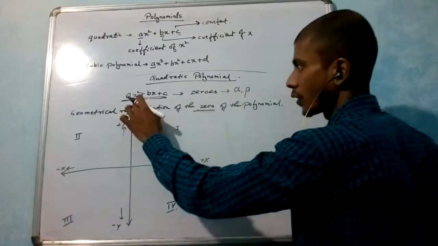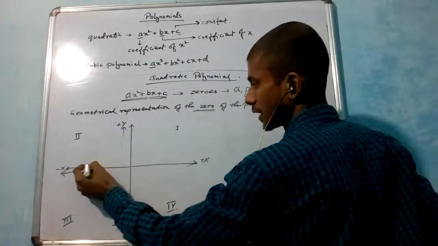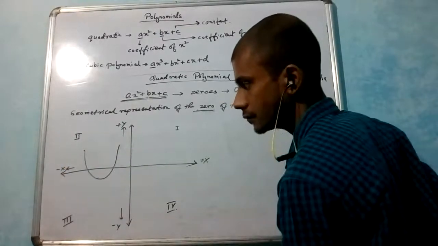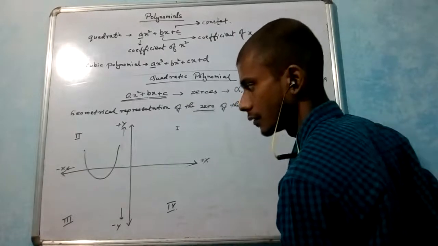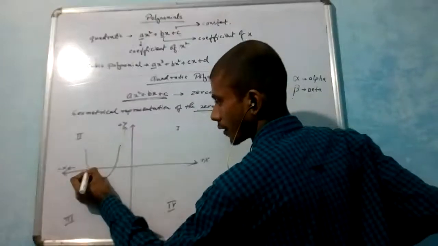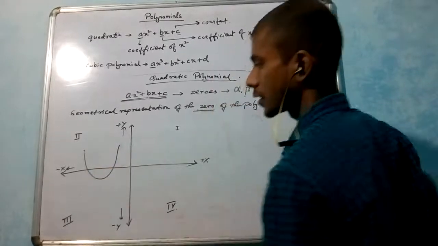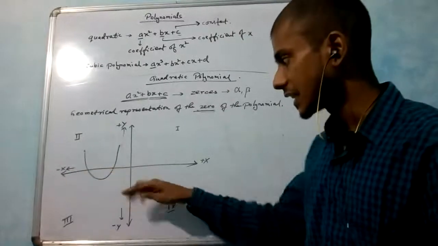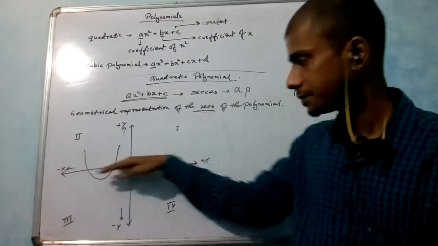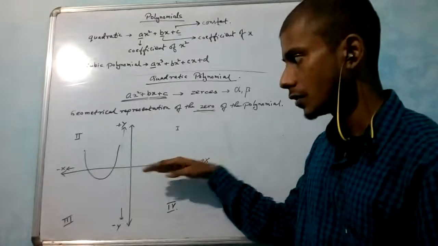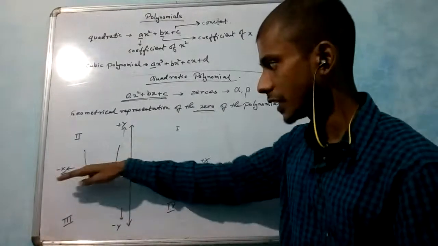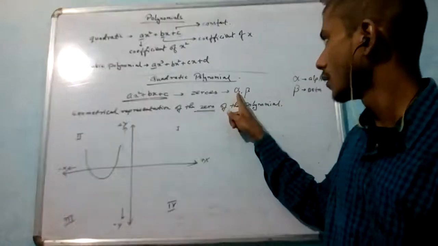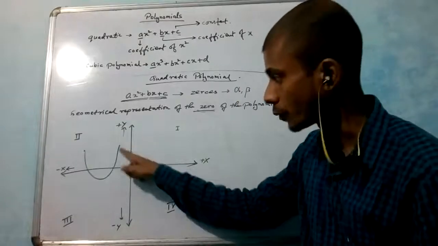Suppose we have a quadratic polynomial, and suppose we have a parabolic curve like this. We will come to here and here. Listen, wherever the curve is getting intersected by the x-axis, the x-coordinate of those points will be the zero of the polynomial.